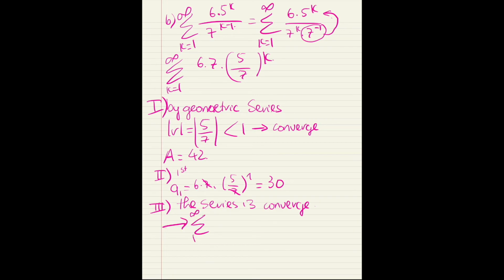the series of 6 times 5^k over 7^(k minus 1) equal to a over 1 minus r, which is 42 over 1 minus 5/7, which is 147.